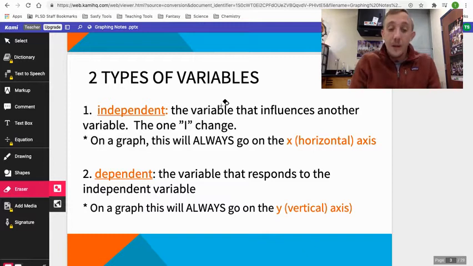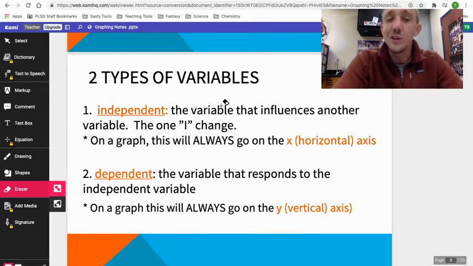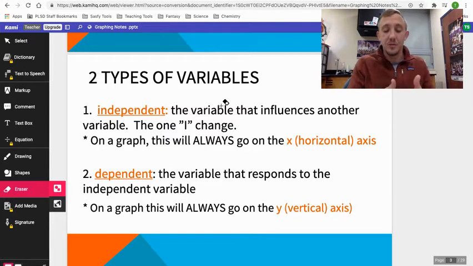Okay, so the second one is dependent. It's the variable that responds to the independent variable. Well, if your parents told you what to do, you're probably going to respond to what they tell you. Okay, so this is how I think about it. Think about the variables being independent and dependent. Which one sounds like it would be the influencer? Which one would sound like it's being influenced? So the independent is going to be the influencer, the dependent is being influenced.